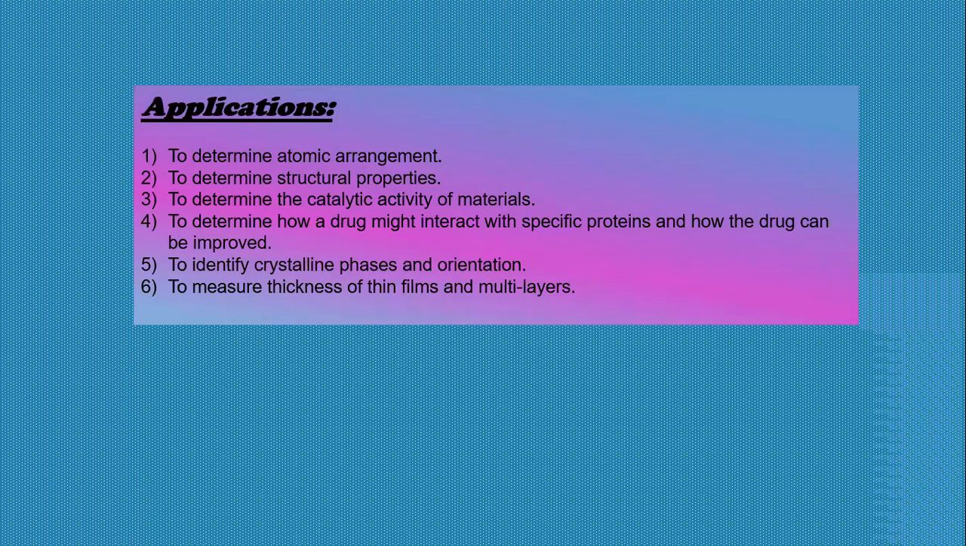And now applications of X-ray crystallography. First application is to determine atomic arrangement. Second one is to determine structural properties. Third one is to determine the catalytic activity of materials. Fourth one is to determine how a drug might interact with specific proteins and how the drug can be improved. Fifth one is to identify crystalline phases and orientation. And last application is to measure thickness of thin films and multilayers. These are the applications.